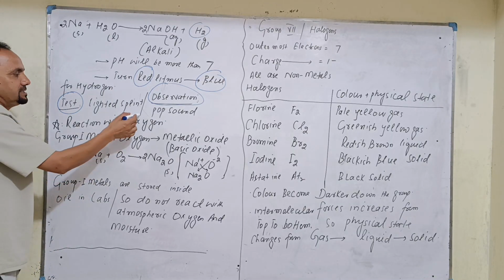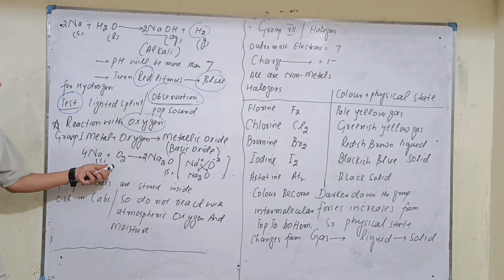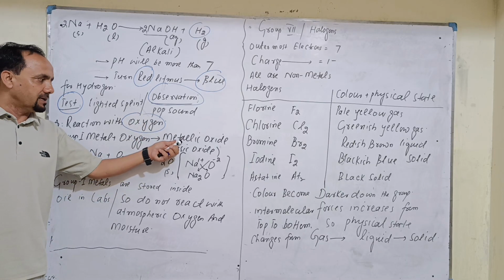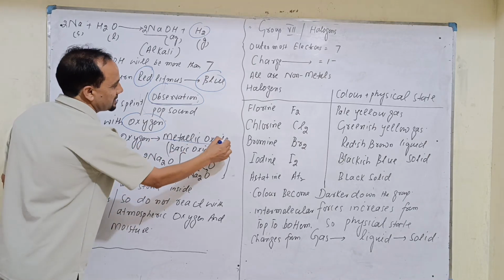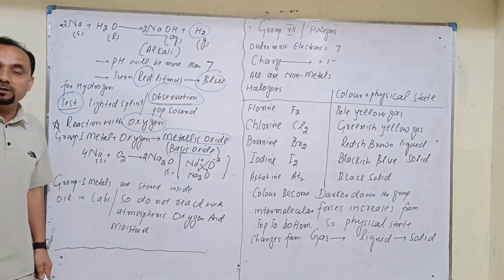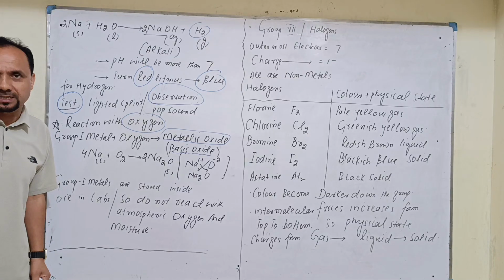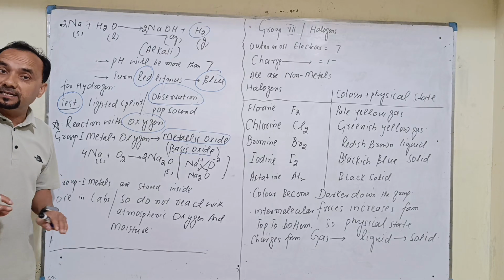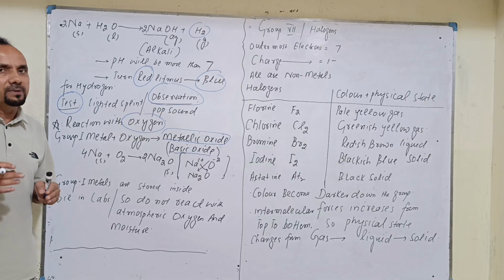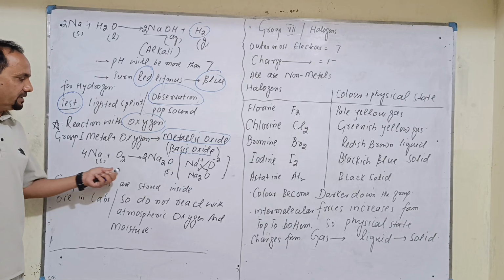Now, reaction with oxygen. When group 1 metals react with oxygen, they will form metallic oxides, and these metallic oxides are basic in nature. Keep in mind, group 1 metallic oxides and group 2 metallic oxides are 100% basic. In the remaining groups, there is a mixture, basic and amphoteric. This is how we can form them.